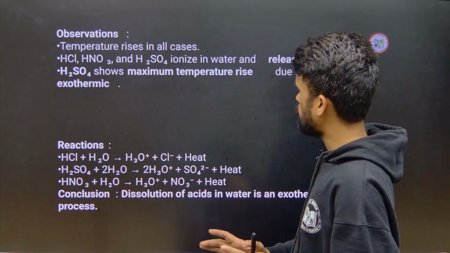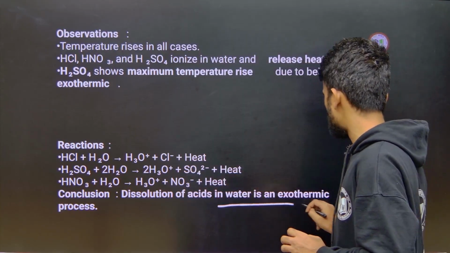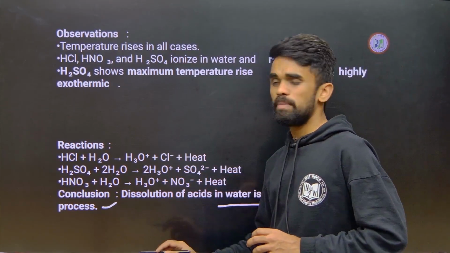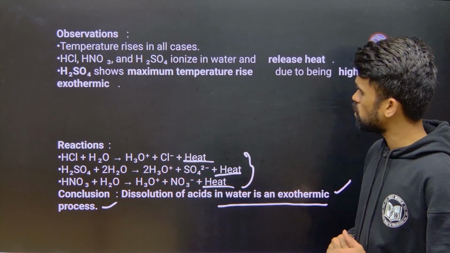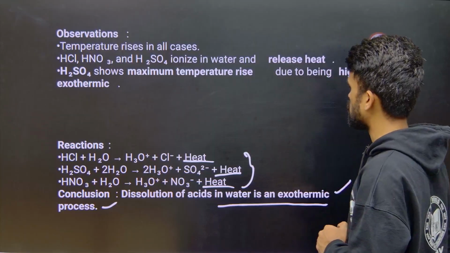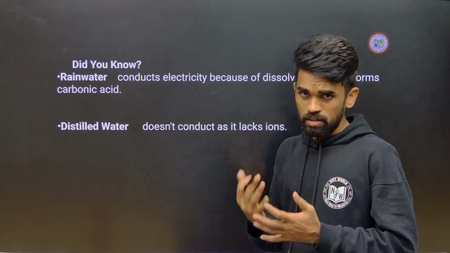I hope it is clear. So the conclusion is: dilution of acid in water is an exothermic process, by observing these three reactions. Heat is released in all the cases, so I can say all these are exothermic reactions only.